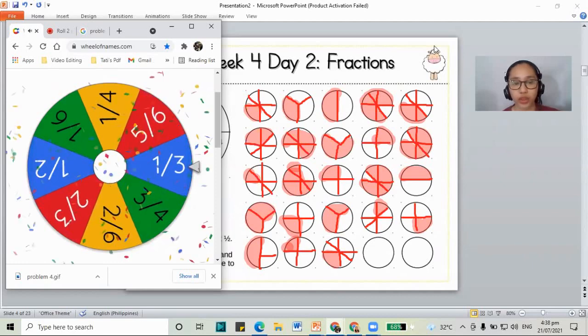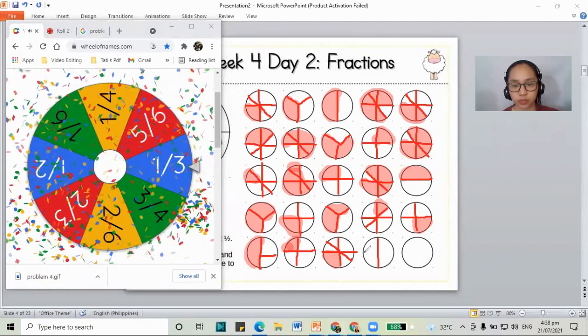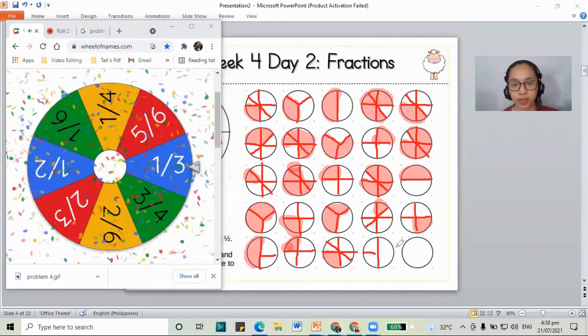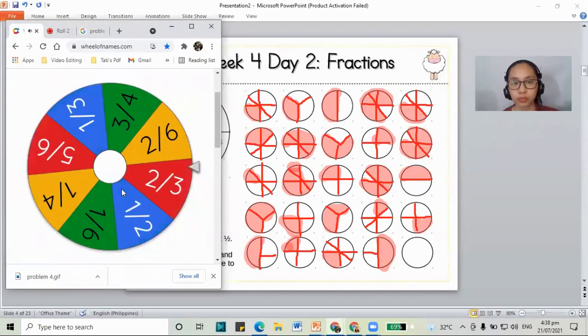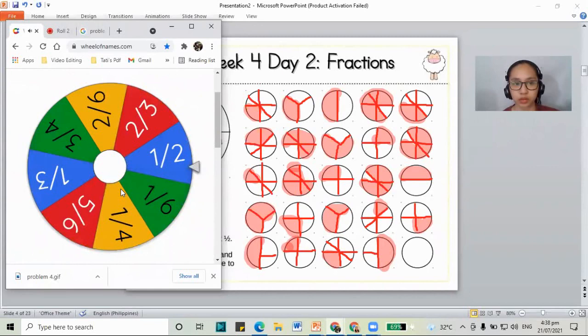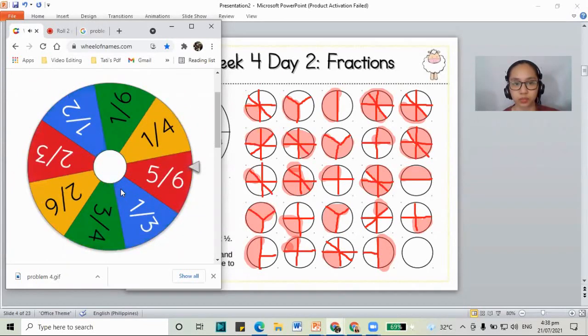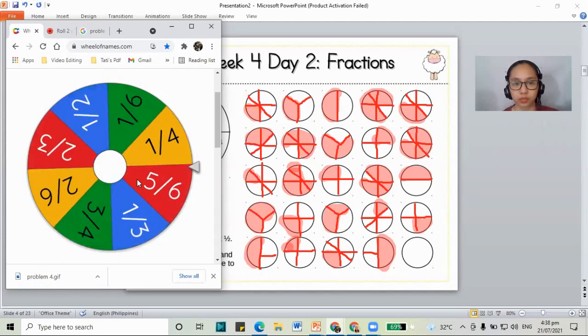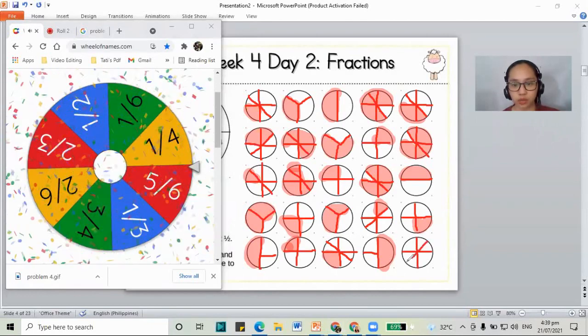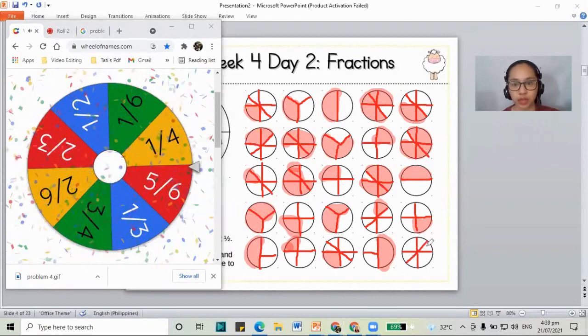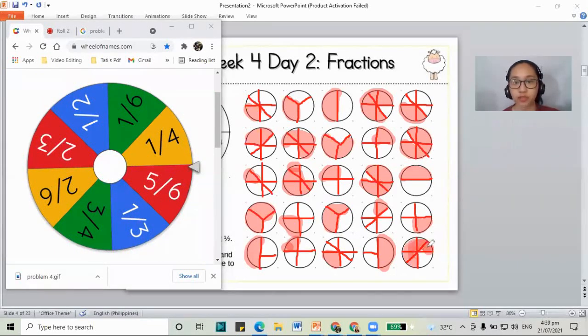You have 1/3. 3 parts, but you only get to color 1. And the last one, you have 5 over 6. Let's cut our pie into 6 parts, and you get 5 of the slices to make 5 over 6. So this is how you should do your fractions on your work there.